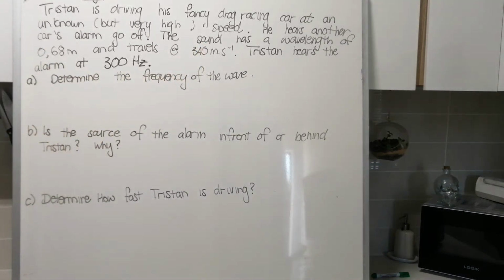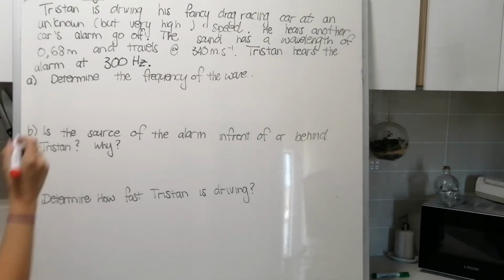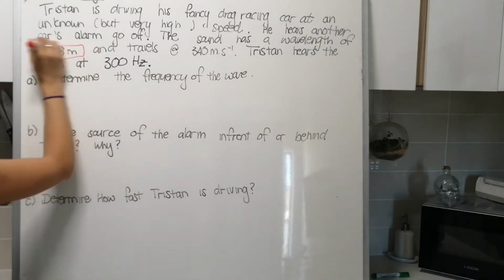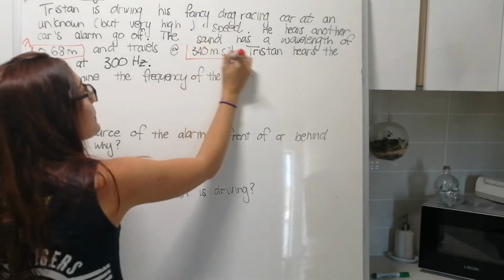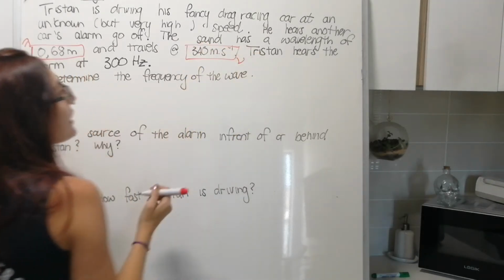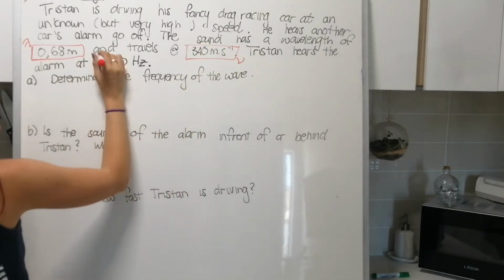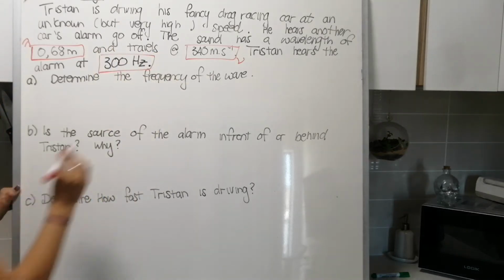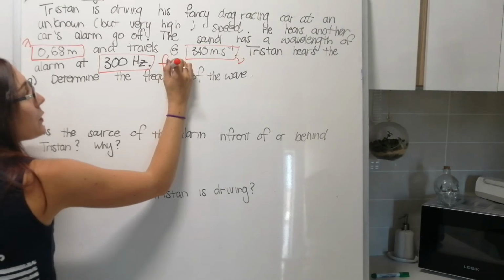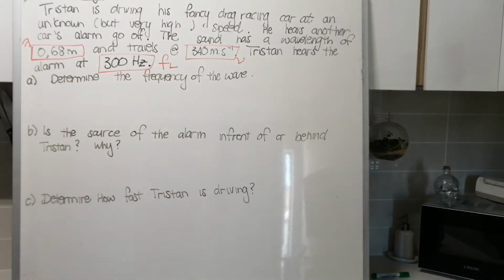Okay, now let's unpack what we've got. We know that he hears the car's alarm go off. The sound has a wavelength, so we've got the wavelength of the wave. We've got the speed of the wave. And we've got that Tristan hears it at 300 hertz. So that's not the frequency of the wave here. That's the perceived frequency, the frequency of the listener. So those are the 3 pieces of information we have.